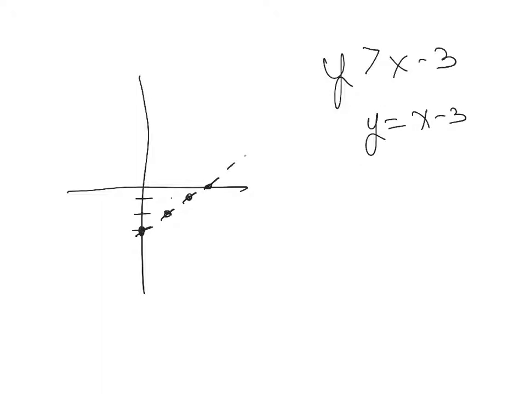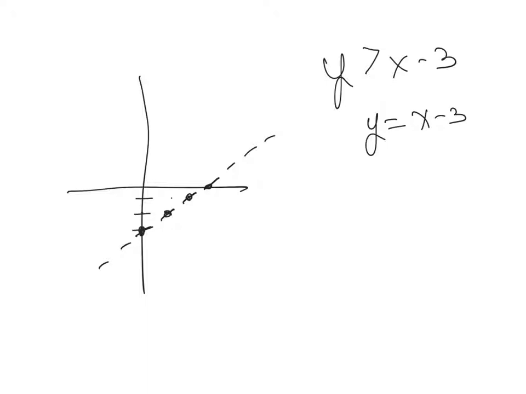I make a dashed line because we are dealing with just greater than, okay? If we were instead dealing with y is greater than or equal to x minus 3, then I would do a continuous line. But we're not. We're dealing with y is just greater than x minus 3, so we just leave it like that.